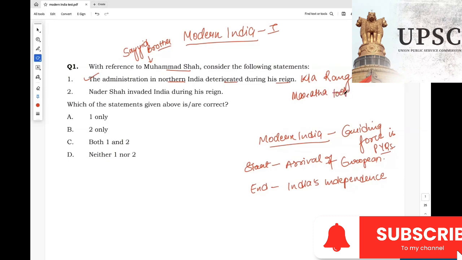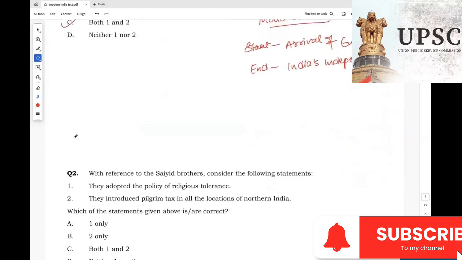Marathas took advantage and invaded Delhi. Yes. At this point of time, the Marathas actually attacked Delhi. And when this news of Marathas attacking Delhi reached across the Indian subcontinent, Nadir Shah, right, invaded India. That's how things are, right? 1739. So both the statements are correct. So please remember, Muhammad Shah was a very weak ruler. Hence, there were numerous attacks by the Marathas, and the attack by Nadir Shah, right? So both the statements are correct. Moving to the next one.